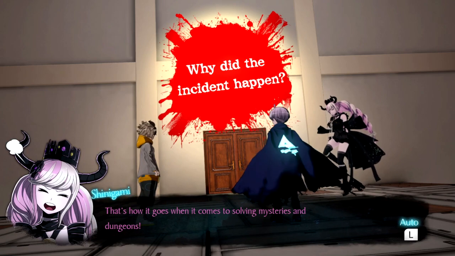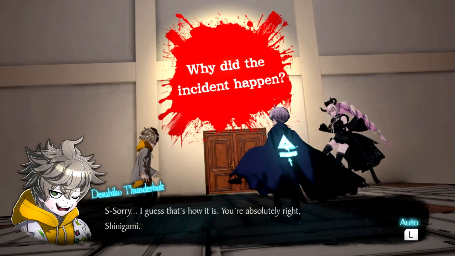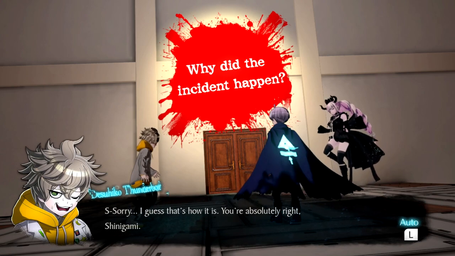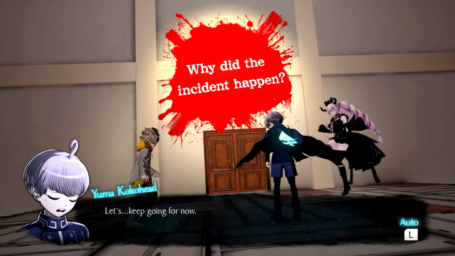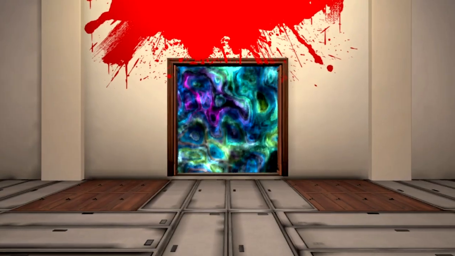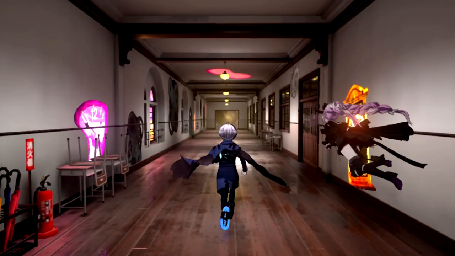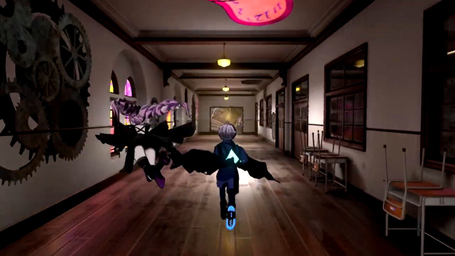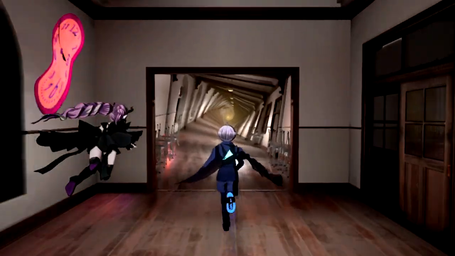Dungeons. Sorry. I guess that's how it is. You're absolutely right, Shinigami. Let's keep going for now. Oh good, it's a normal hallway. The most normal hallway. Completely normal. I've seen hallways like this before.